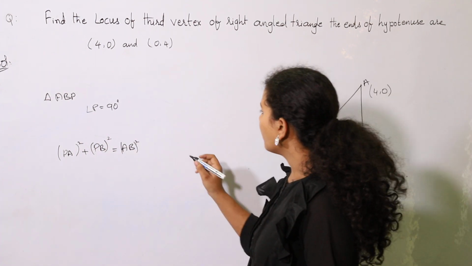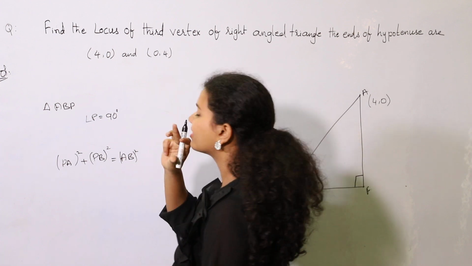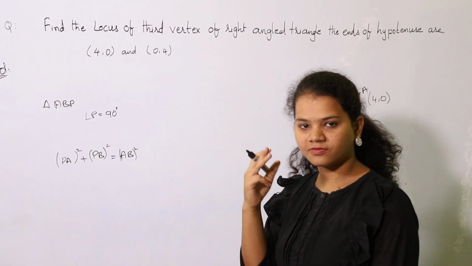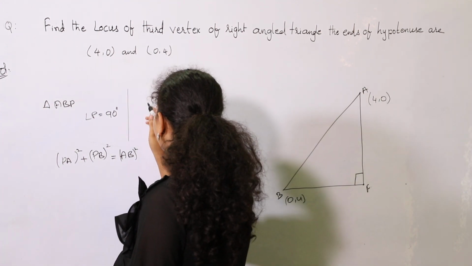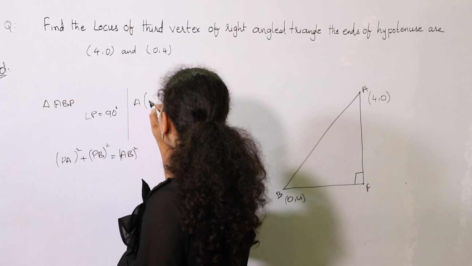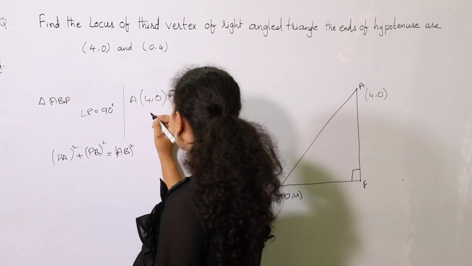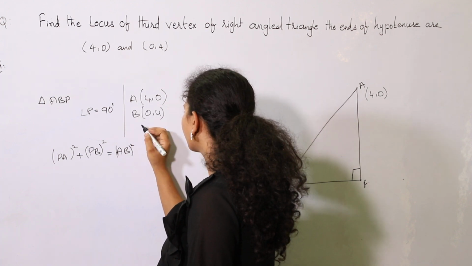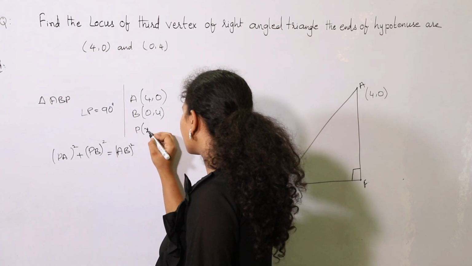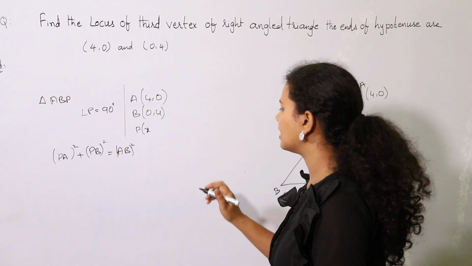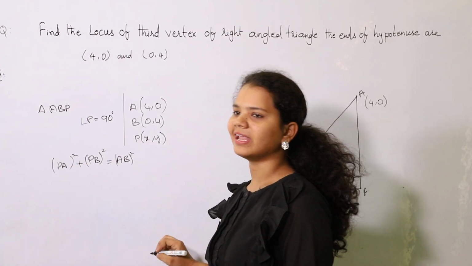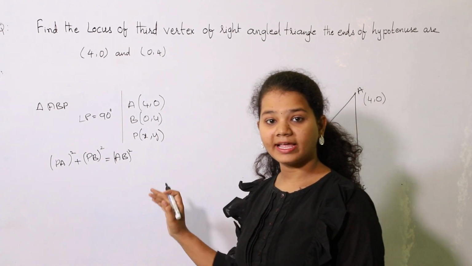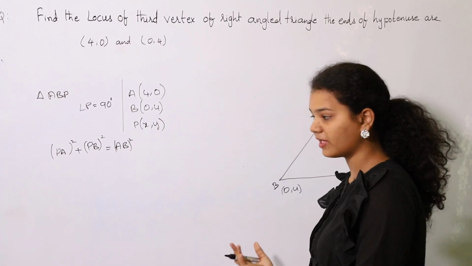Let us write down the values of the three vertices. The A vertex values are (4, 0), the B vertex values are (0, 4). As we don't know the P values, let us consider P as (x, y).